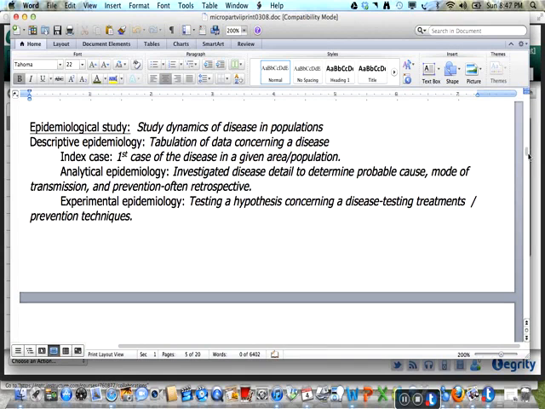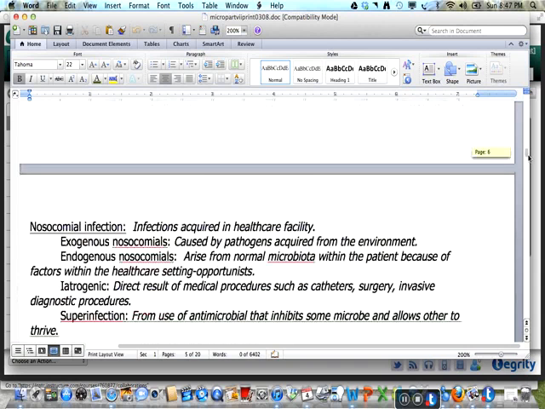Epidemiological studies observe the dynamics of a disease in the population. Descriptive studies tabulate data concerning a disease of key importance, which is the index case, or the first case of disease in a given population or area. Analytical studies investigate the disease details to determine probable cause and the mode of transmission. Prevention is often studied retrospectively, but is useful for future incidences. Experimental studies are geared towards testing a hypothesis concerning a disease, such as testing treatments or prevention techniques.